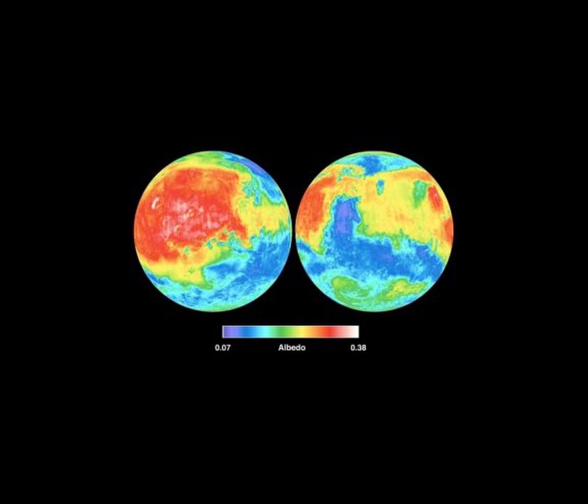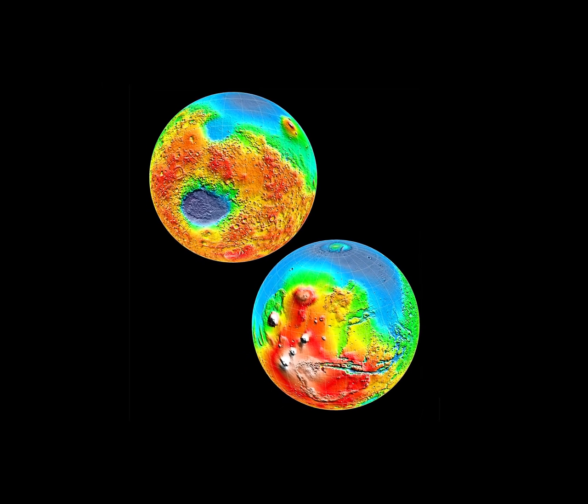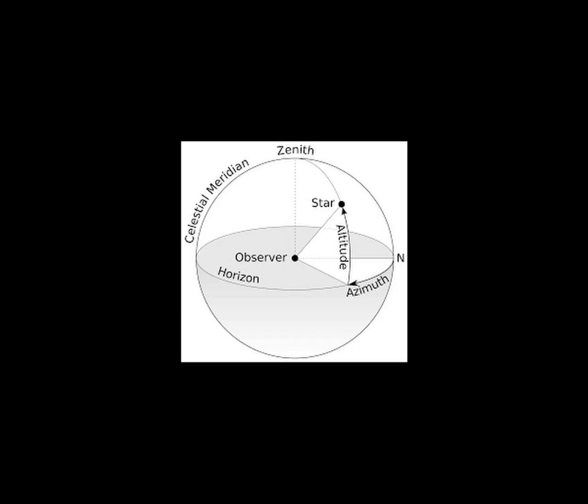An albedo feature is a dark or light marking on the surface of an object that may or may not be a geological or topographical feature. The altitude is the angular distance of an object above the horizon.